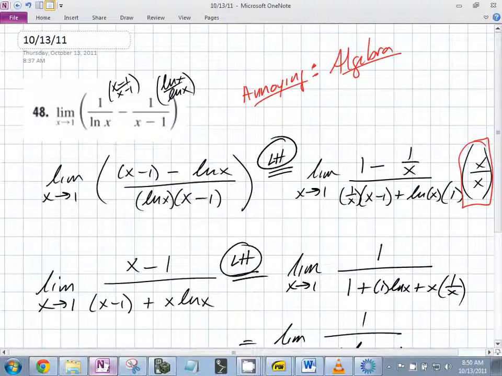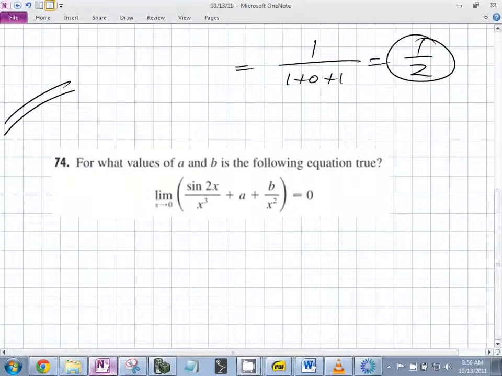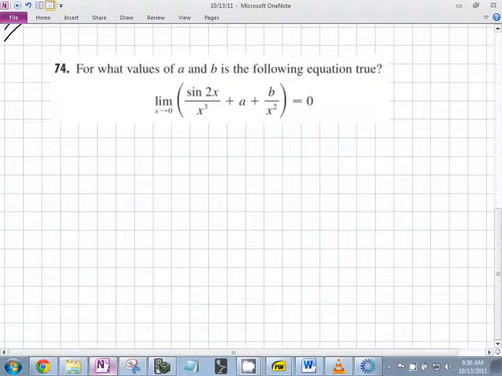What rule are you not using when you take the derivative? Quotient. Do not do the quotient rule. And then when you have to do the quotient rule, don't just do L'Hopital's rule. Yes. Find a common denominator. What's the common denominator going to be? X cubed. So what are we going to end up with?